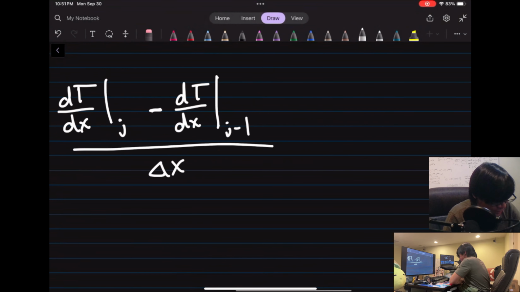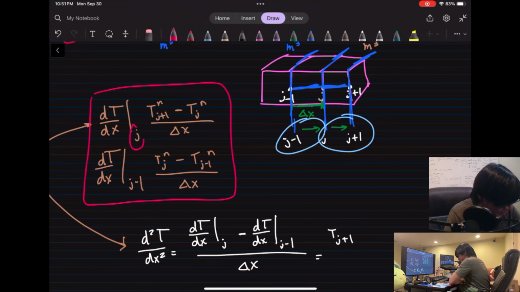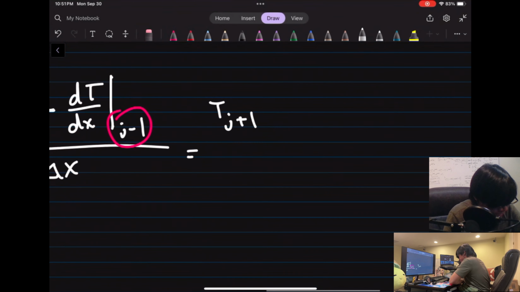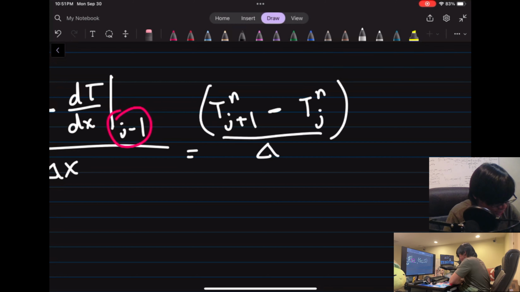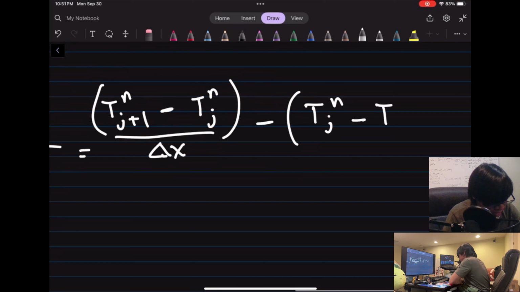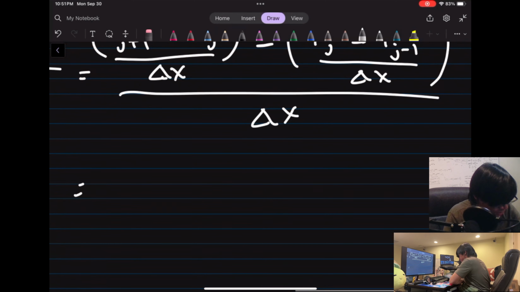Rewriting all of this, we had T_(j+1) right here. Again, we wrote these terms already, j minus 1, j minus 1. I'm just rewriting that for some clarity. So again, these are all at the current or previous time, however you want to say, j, and that's over delta x, our change, and this is subtracted, so T_j^n minus T_(j-1)^n over delta x. You'll see that we'll combine these delta x's down to one term.